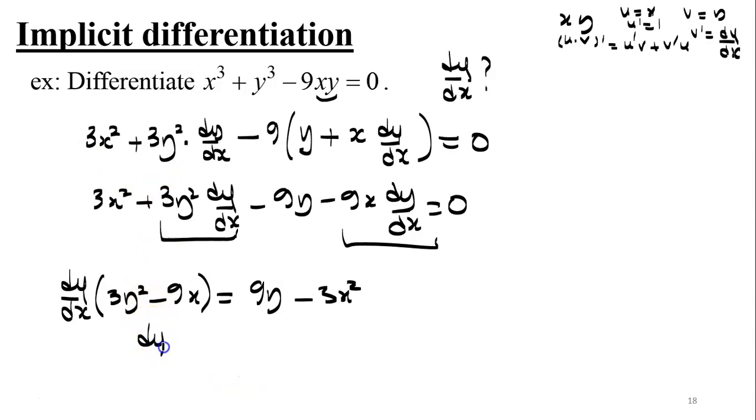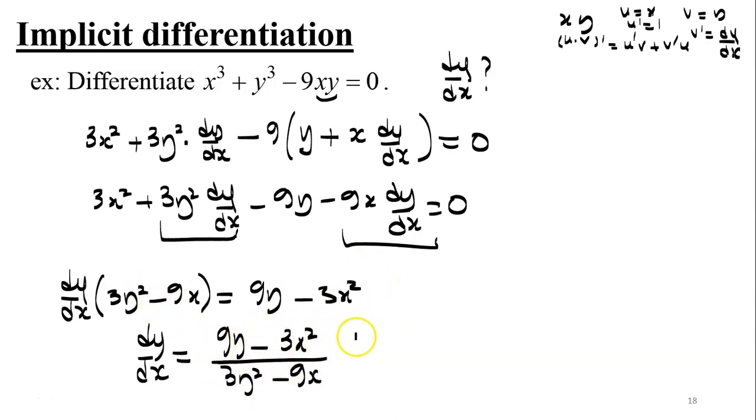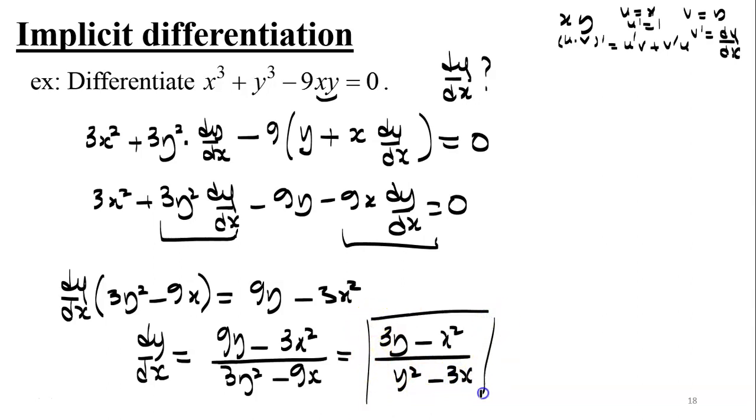Okay, so dy over dx, the derivative of y with respect to x, is 9y minus 3x squared divided by 3y squared minus 9x. And over here you notice I have a 3 as a common factor, so I cancel everything by 3, so it's 3y minus x squared divided by y squared minus 3x. So that is the derivative of y with respect to x of this implicit equation.